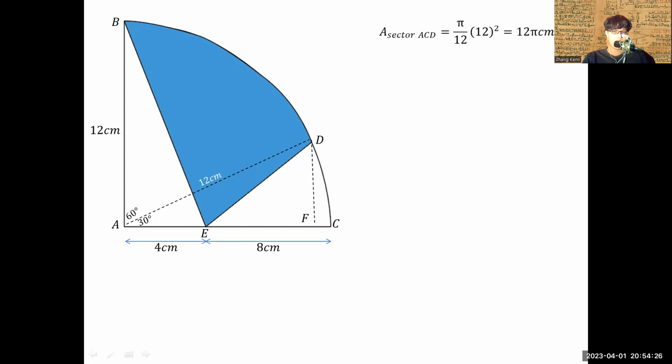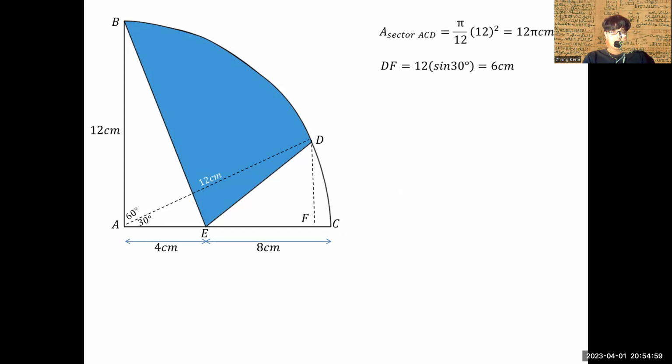Very straightforward. Now for the length DF, I can very quickly apply the basic sine ratio. DF is basically 12, because 12 is the hypotenuse, multiplied by sine 30 degrees. Sine 30 is half, and half of 12 is 6. So DF, therefore, is 6 cm.